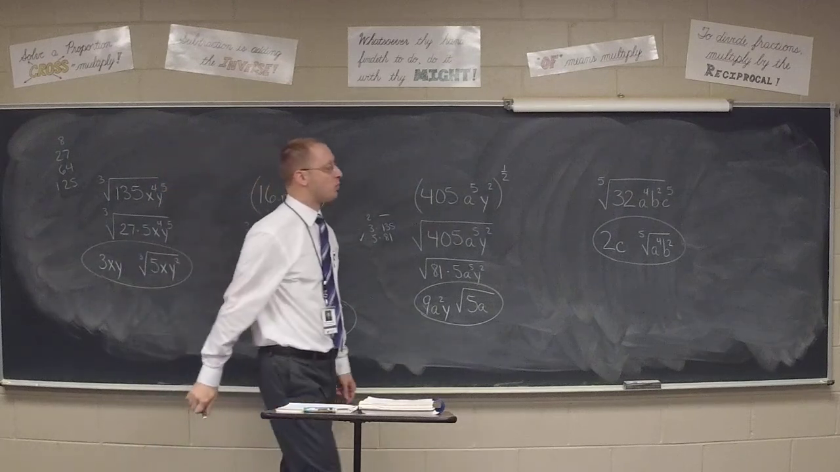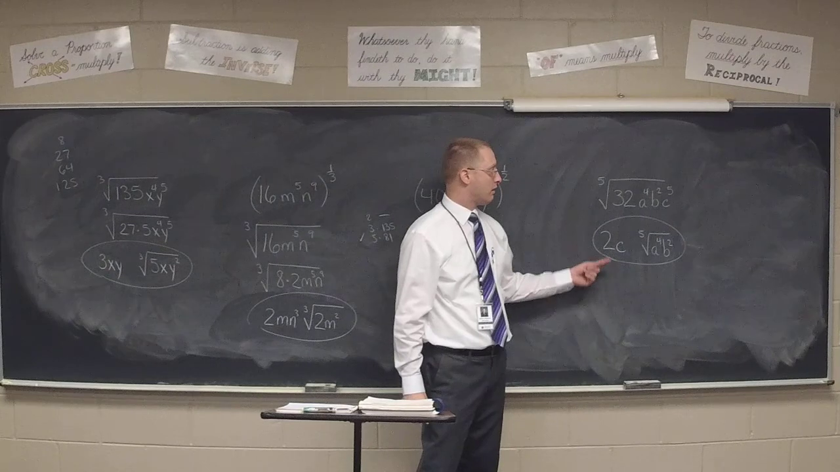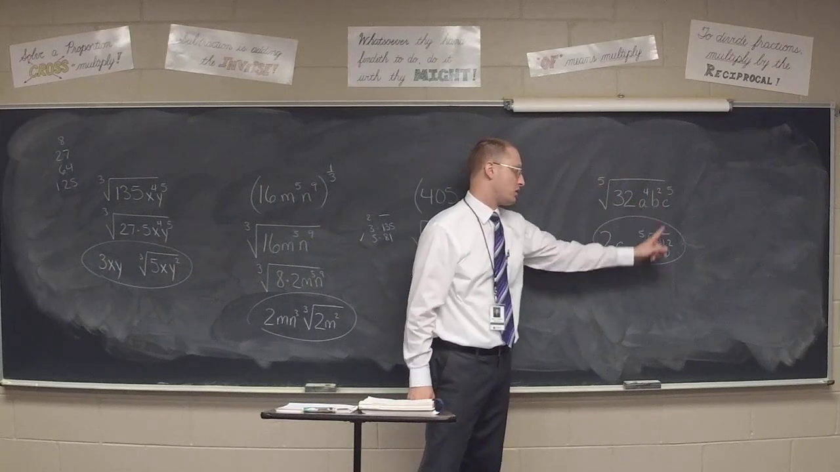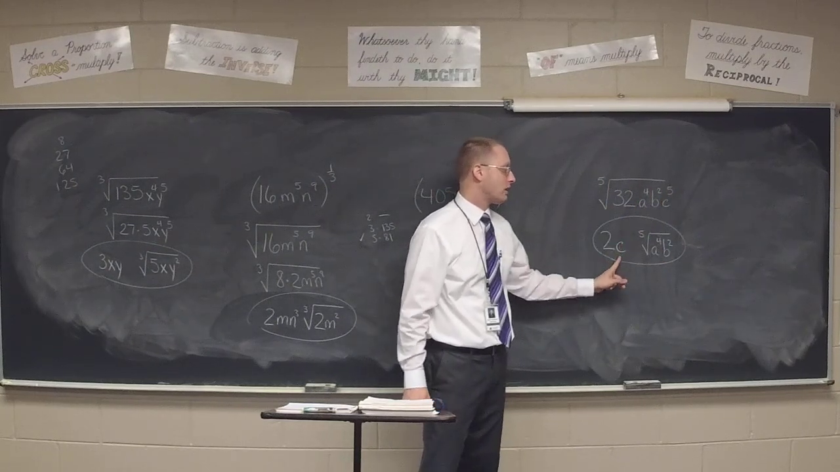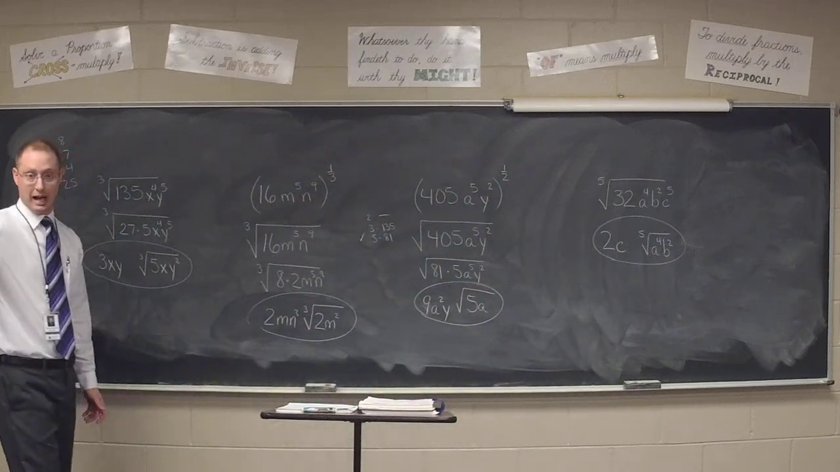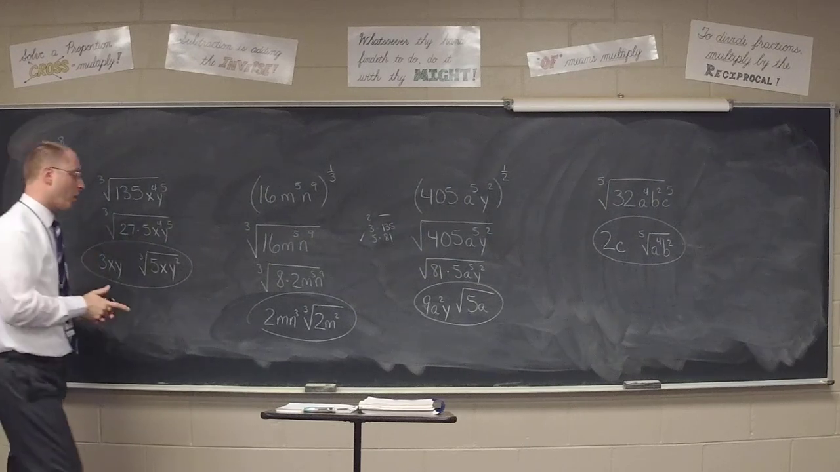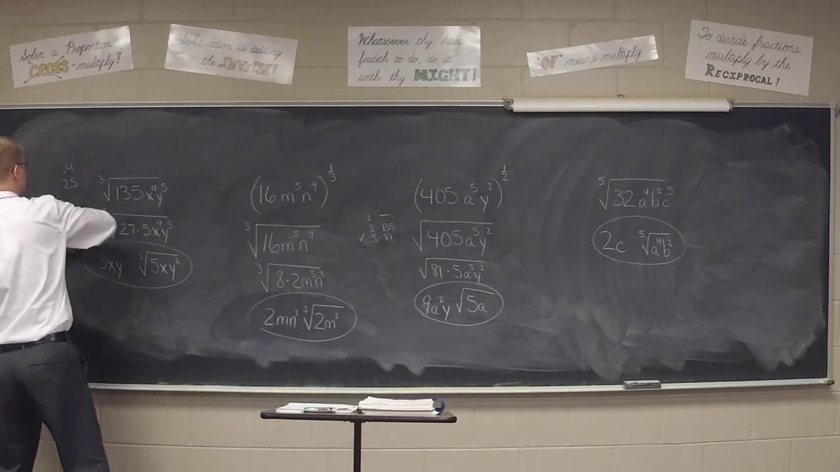And then our last one, we didn't have to factor 32. We can take the fifth root of 32, that's just 2. 5 doesn't go into 4, 5 doesn't go into 2, but 5 does go into 5 one time with nothing left. There should have been our answer to the last one. How many had that for the last one? Questions on these?